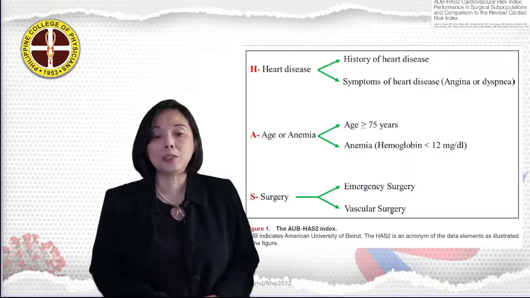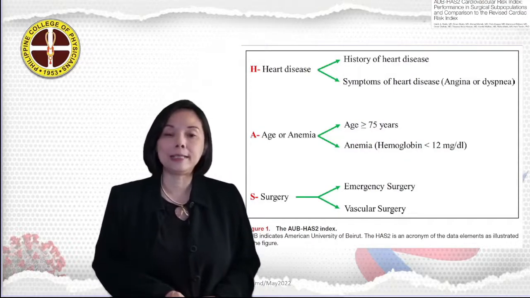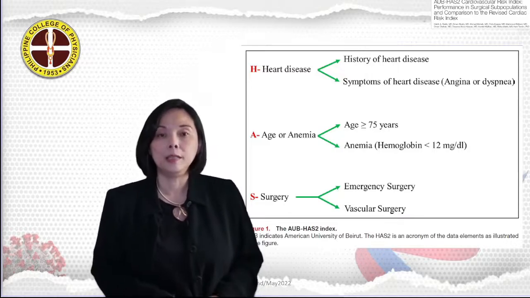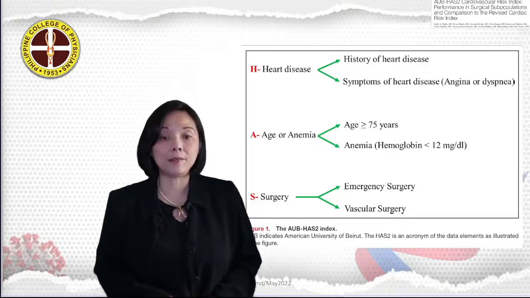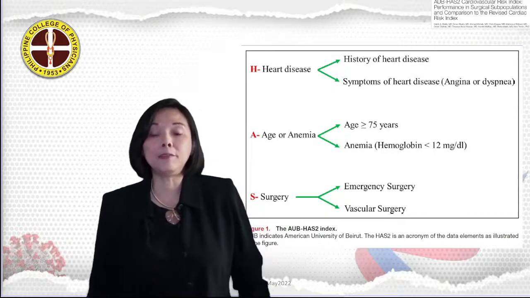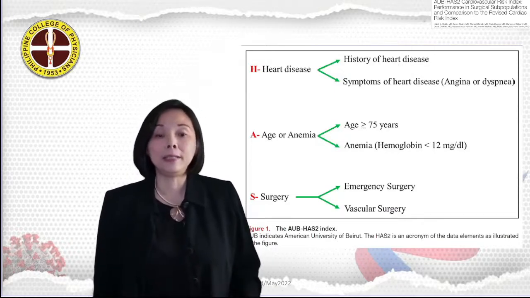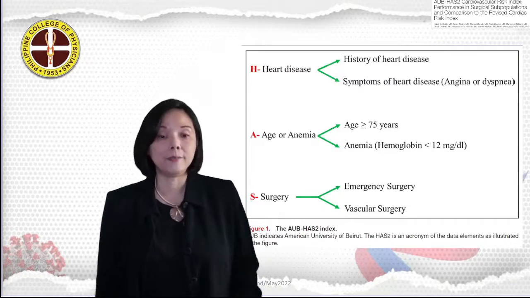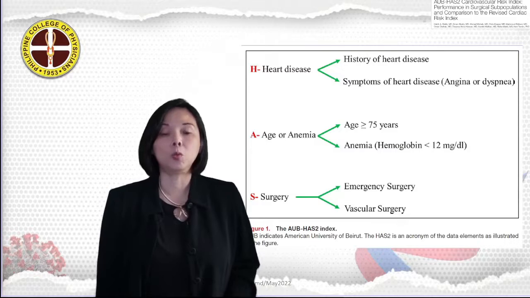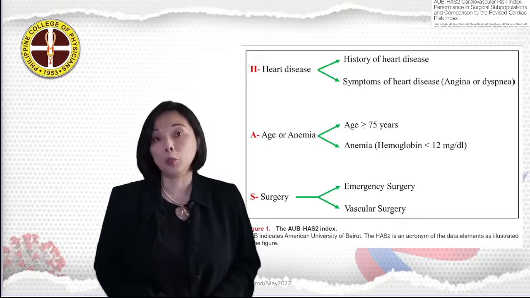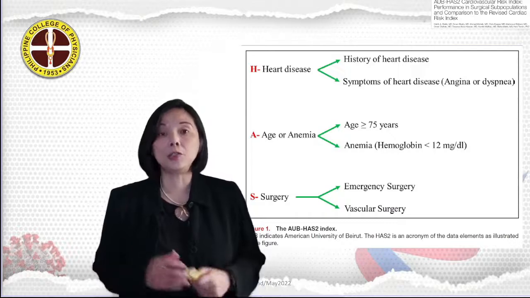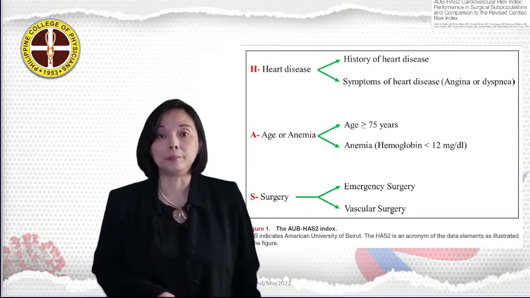I just want to let you know that there is a new risk index that is being developed by a team from the American University of Beirut. Published in 2019, the AUB HAS2 index derives its name from the 6 identified predictors of risk, namely history of heart disease, heart symptoms of angina or dyspnea, age of 75 or older, anemia with hemoglobin less than 12 milligrams per deciliter, vascular surgery, and emergency surgery.